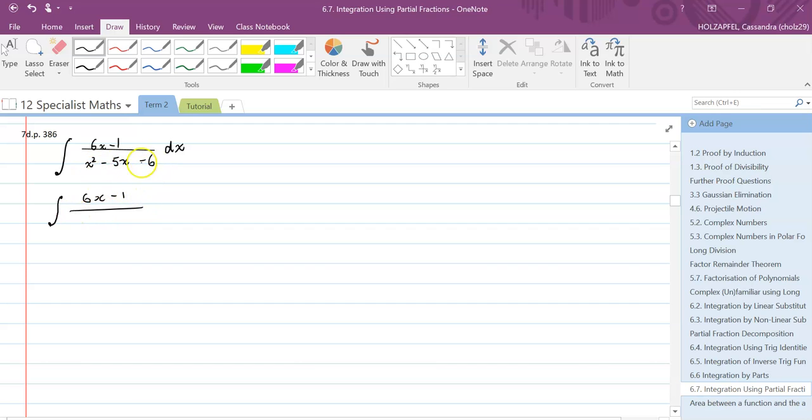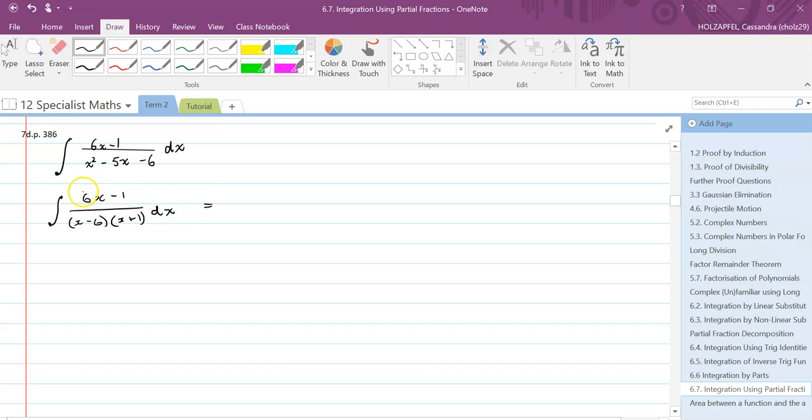factorize this, what are the factors of -6 that are going to add to get -5? That's going to be x minus 6 and then x plus 1. And so if I was to expand that out, I should get x squared minus 5x minus 6. So let's pop this now into our denominator here. So x take away 6 and then x plus 1. dx. And then let's go ahead and rewrite this using our partial fractions.